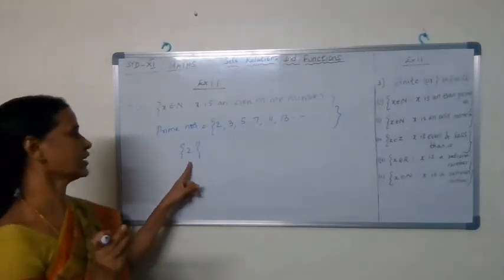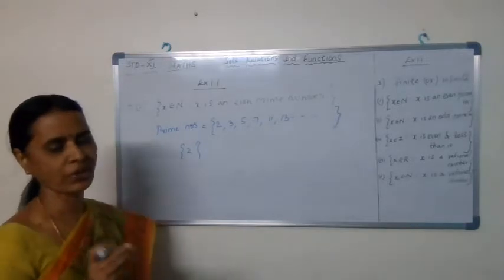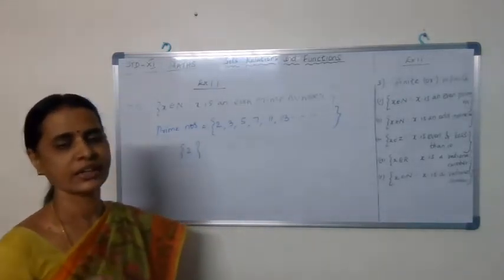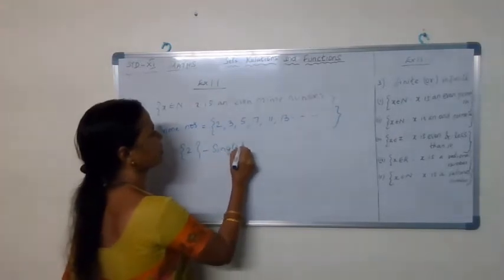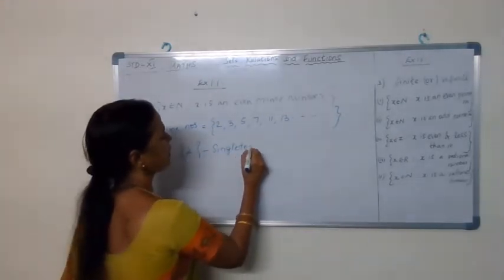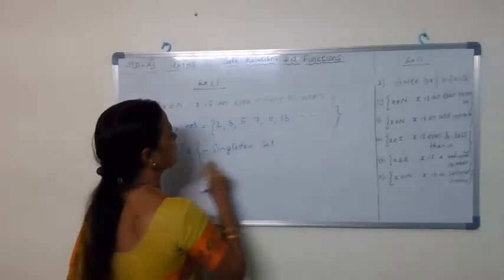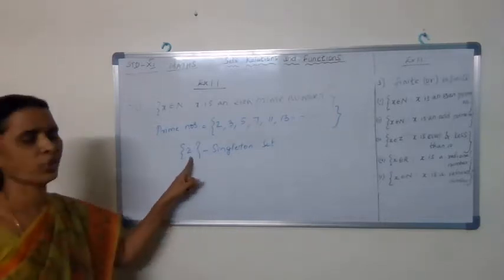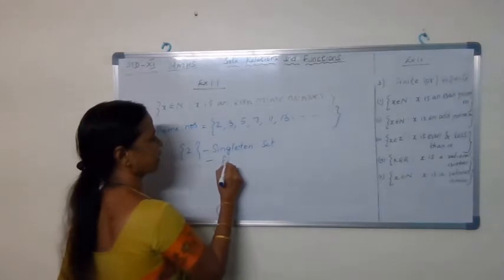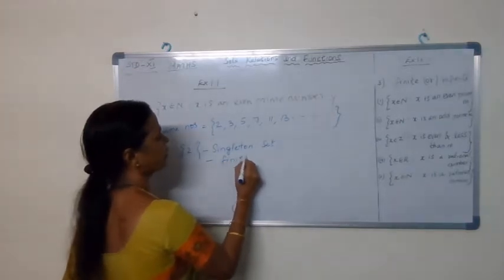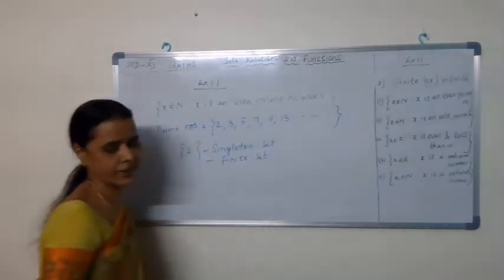That means only one element in the set. We can also call this a singleton set. If we have only one element in a set, it is called a singleton set. All singleton sets are finite sets, because you have only one value. Therefore, this is a finite set, because you have a countable number of values.